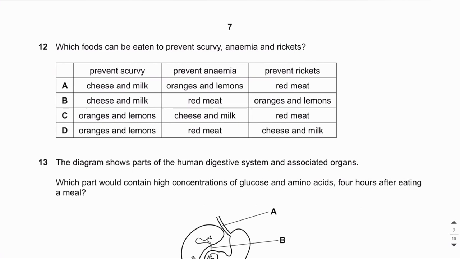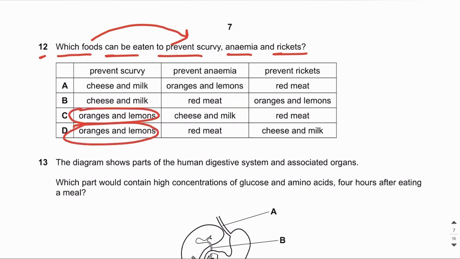Let's move on to MCQ number 12. Which foods can be eaten to prevent scurvy, anemia, and rickets? So guys, as you all know, scurvy occurs due to vitamin C deficiency, and we have to state the foods that can be used to prevent it, right? If you have to prevent scurvy, you have to consume foods which are rich in vitamin C, which are citrus fruits like oranges and lemons. So if you consume oranges and lemons, this will prevent scurvy. Anemia occurs due to iron deficiency.